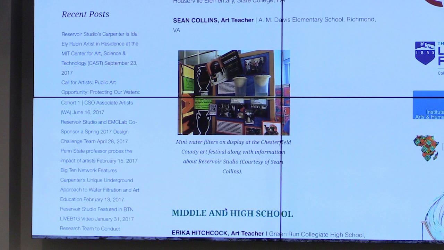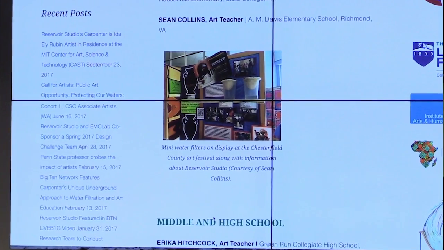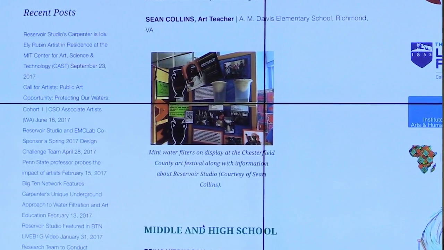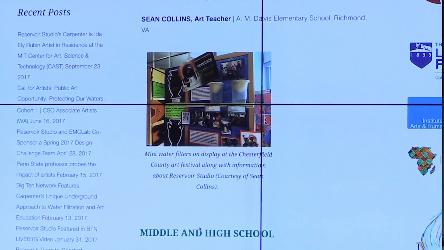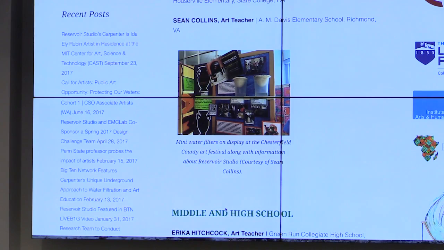The example I want to show you, have you ever been to an elementary art exhibit and you see all of the images look very similar? You see all the paintings and drawings, whatever. Rarely do we see art criticism. Rarely do you see young children's art historical papers on display. It happens every once in a while. This is a water filter display at the Chesterfield County Exhibition. So this is just one teacher, Sean Collins, who did this. And so he used the water filters as part of his curriculum, but also as part of the art exhibition.